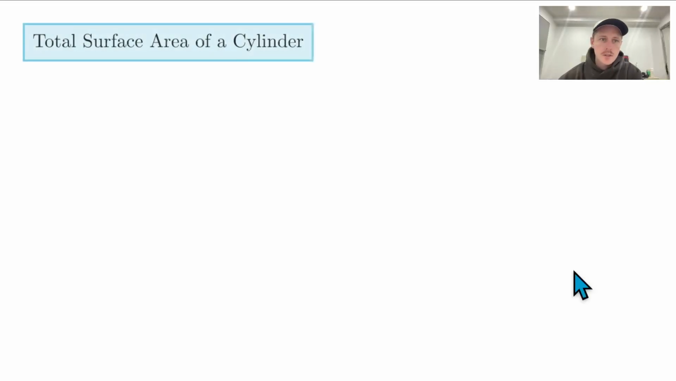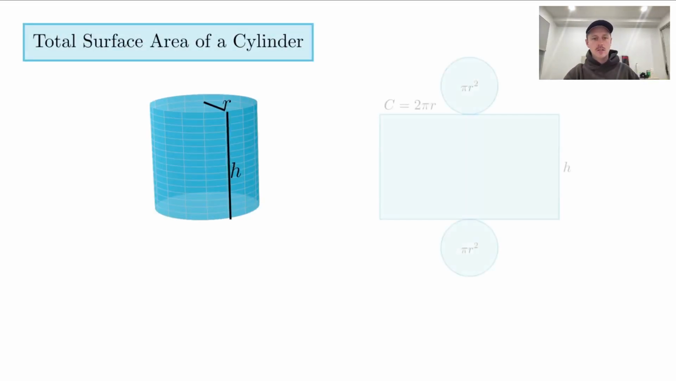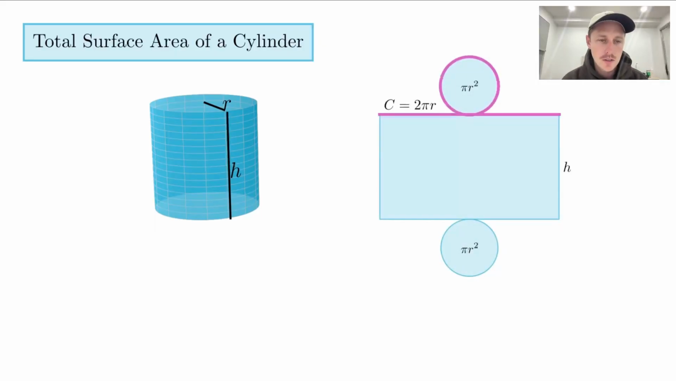All right, so we are looking at the total surface area of a cylinder. So here is our cylinder. It's got a radius of whatever r is, and it's got a height, h. And if you were to unwrap that, you would end up with a net that might look like this.